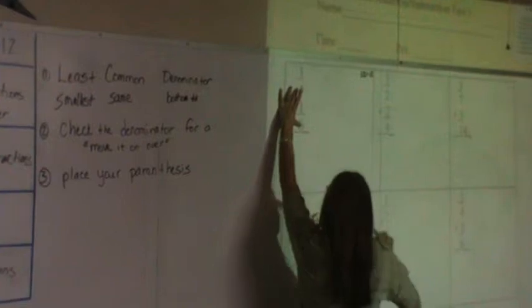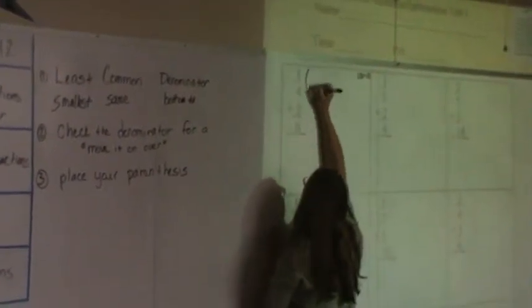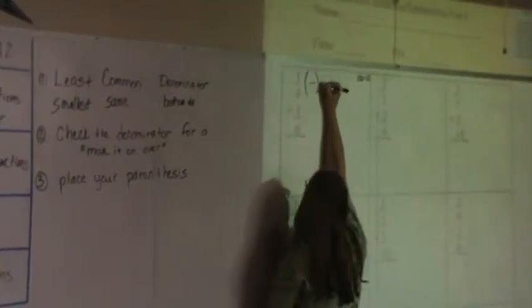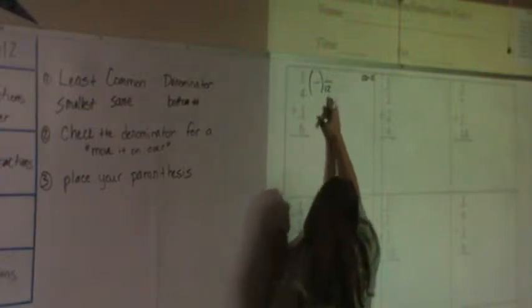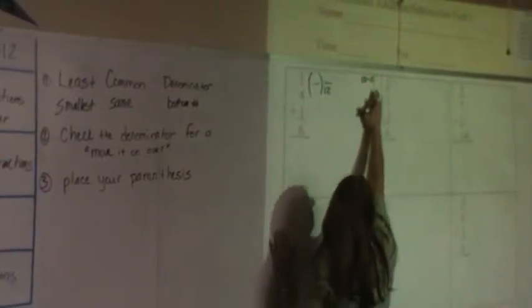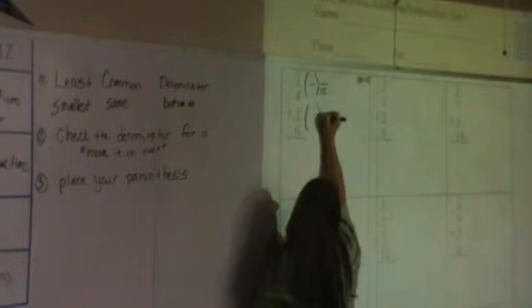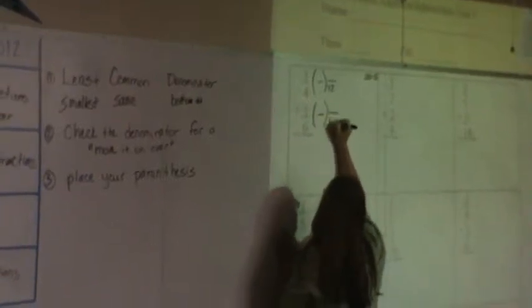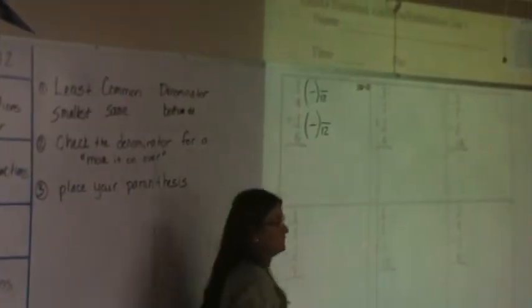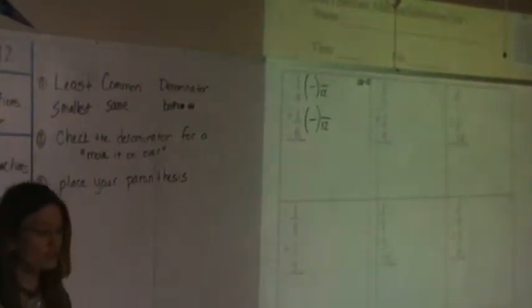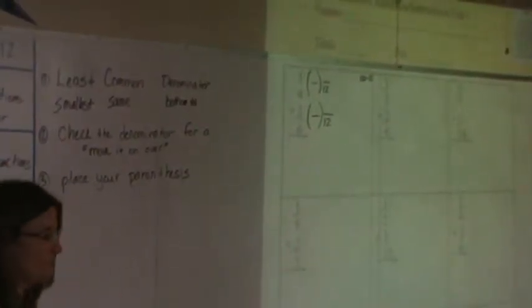Okay, so since neither of these have a denominator of 12, I'm going to put parenthesis, fraction bar, and write the 12 in my denominator here, because that's what I'm going for. Parenthesis, fraction bar, 12. Because that's what I'm going for on our worksheet. So go ahead and write that down. Give me a thumbs up when you have it done.